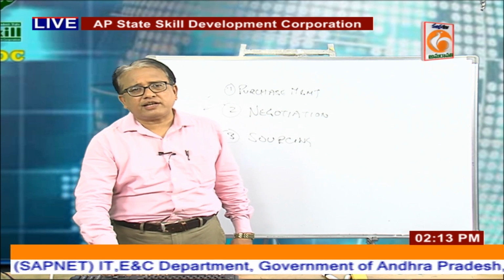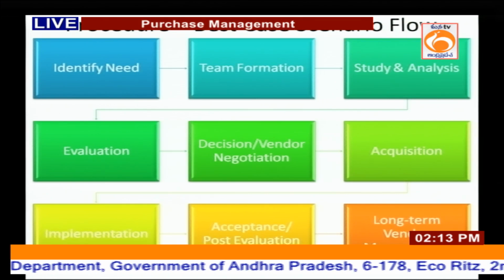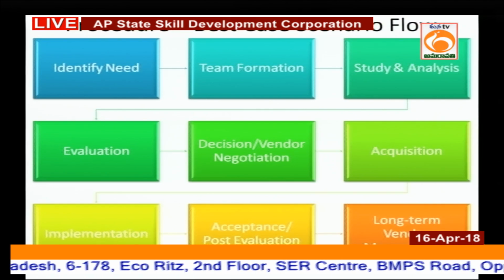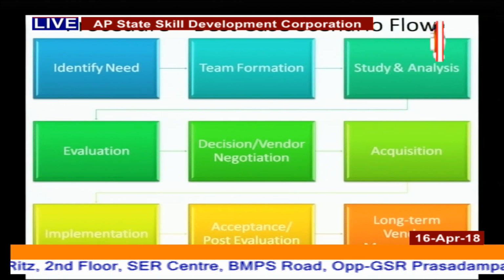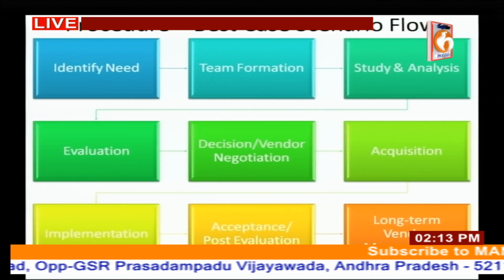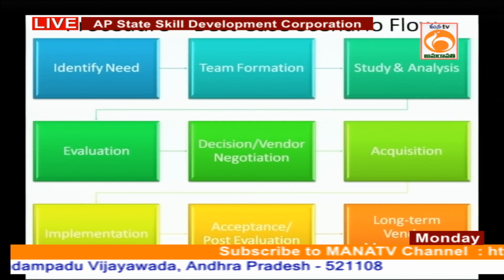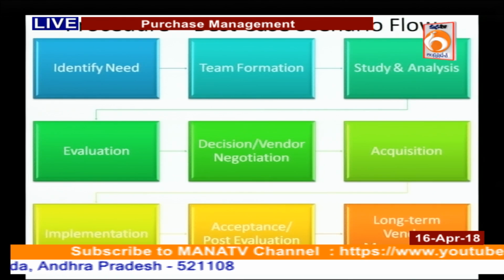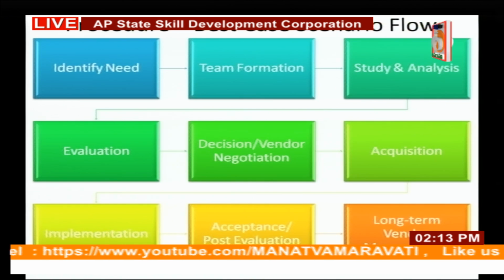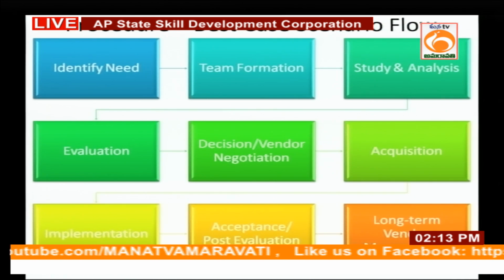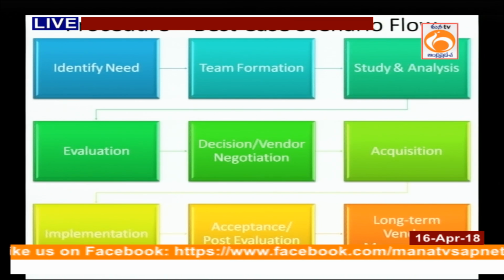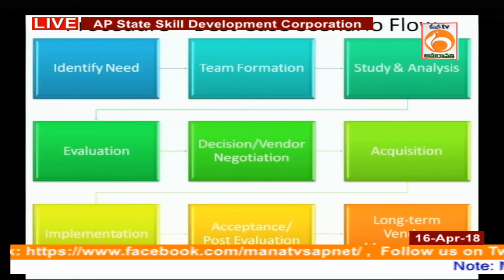Let us go to the next slide. So, this is basically the procedure, a chart to identify the need. Basically, how does the process happen? Now, the process differs from company to company. The slide currently being shown is a standard: you identify what is required, then you form a team, then you study and evaluate the vendor, you negotiate with the vendor, you acquire the material, and then you do implementation.